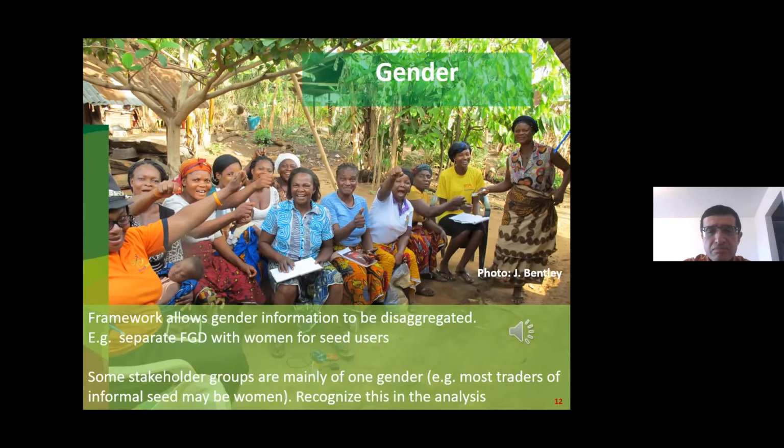We also need to be aware that some stakeholder groups are mainly of one gender. So, for example, in some crops, most traders of informal seed may be women. So we recognize this in the analysis and are very aware of collecting gender disaggregated information, and also do the analysis taking into consideration gender.